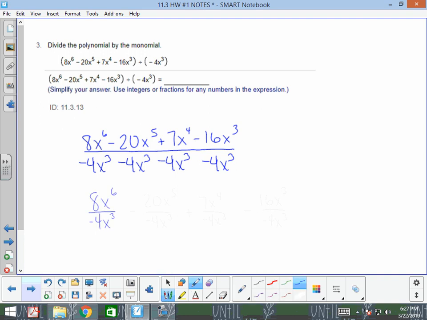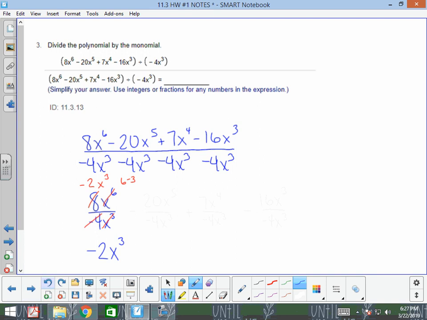All right, so the first term, now 8 and negative 4 both divide by negative 4. I want my denominator to be positive. So I'm dividing by negative 4, so that's negative 2 on the top. The x's, subtract the exponent, so 6 minus 3 is x to the positive 3. Since it's positive, it stays in the numerator with the negative 2.